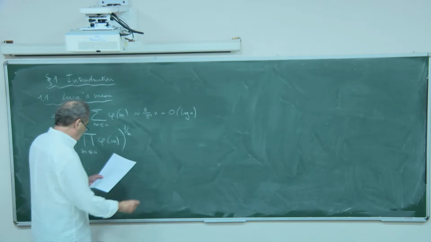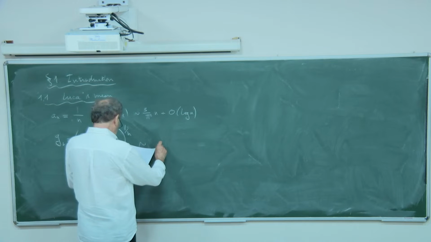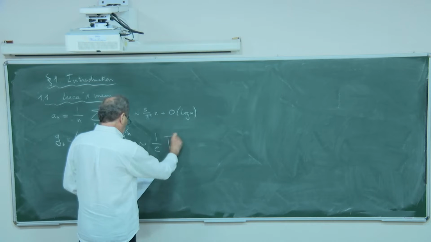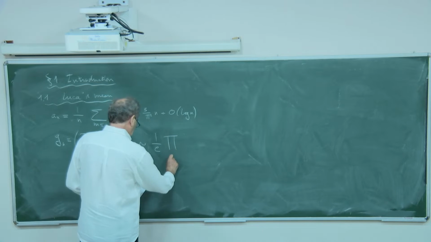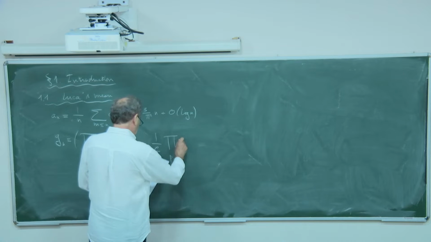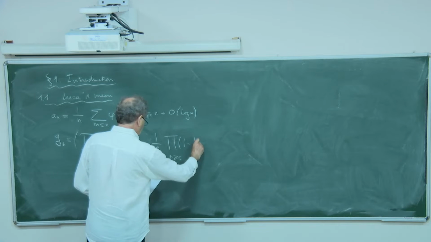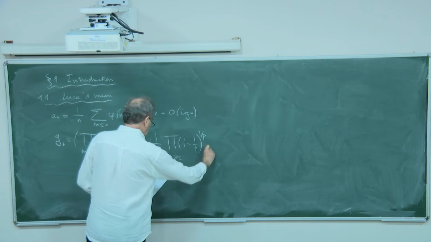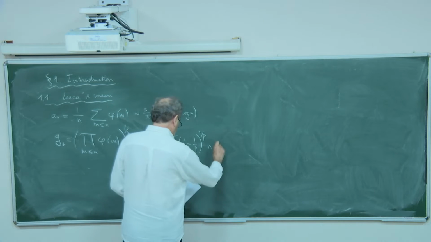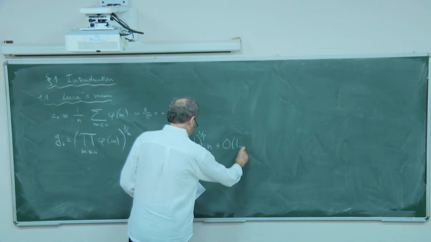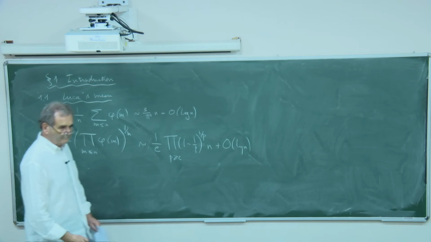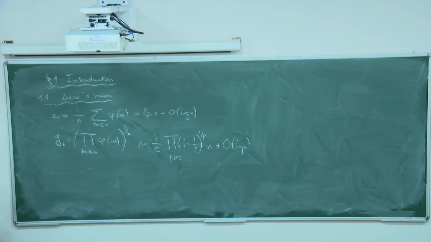And this one is equivalent to e times 1 over e times the product when p is larger than 2 of 1 minus 1 over p to the power 1 over p times n plus something which is again a big O of log n.